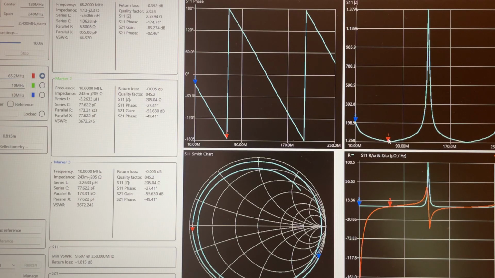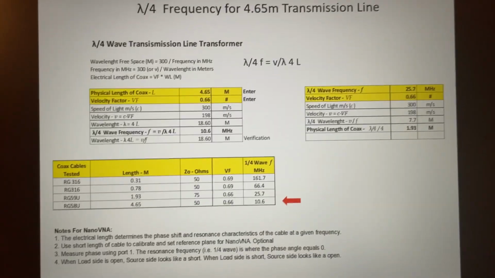So how do we use that for impedance matching? We'll get to that as we move forward in the presentation. I'm going to go ahead and set up another section of coax and go through the same exercise, and then we'll show how the coax can actually be used to match 50 ohms to 100 ohms.